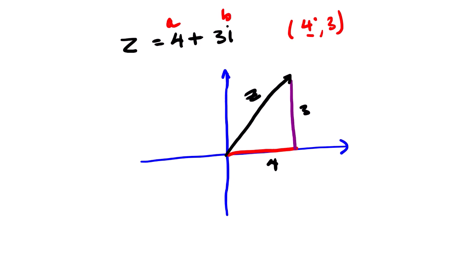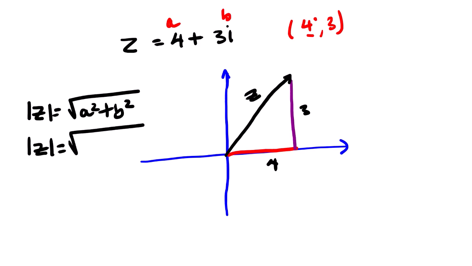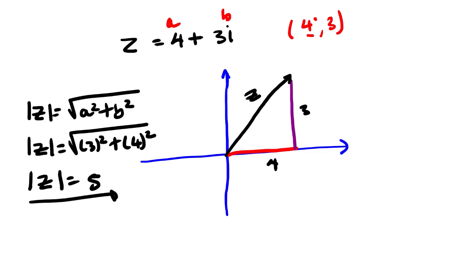So to find the modulus, we are going to use this equation, square root of a squared plus b squared. Then this will be the modulus of z, we are going to have 3 squared plus 4 squared. We are going to get 25. Square root of 25 will give us 5. So the modulus of this complex number is 5. Let us look at more examples.